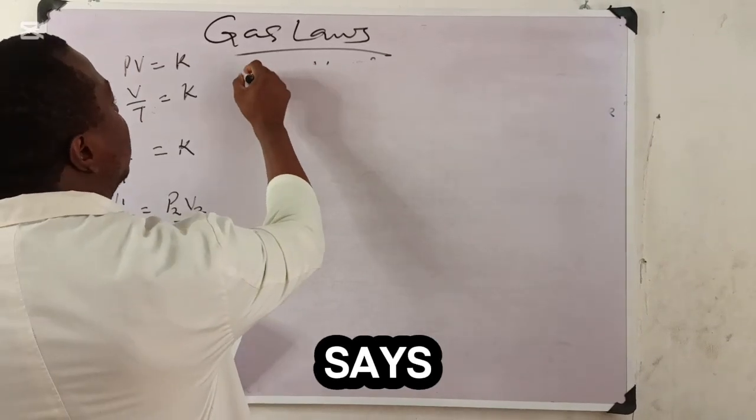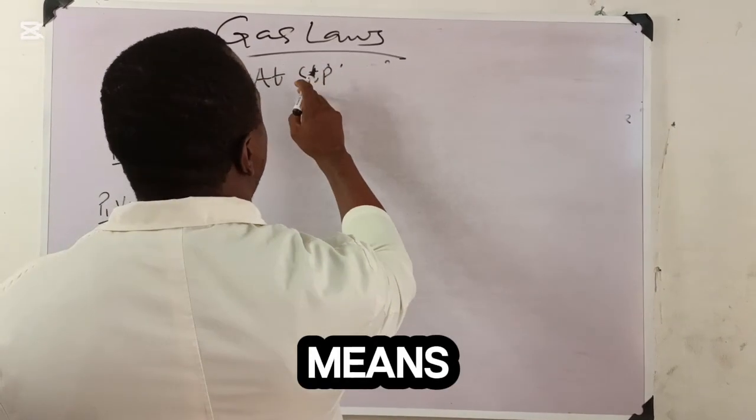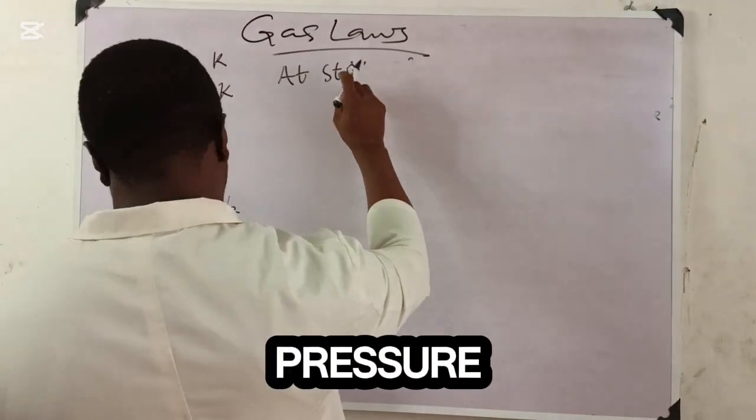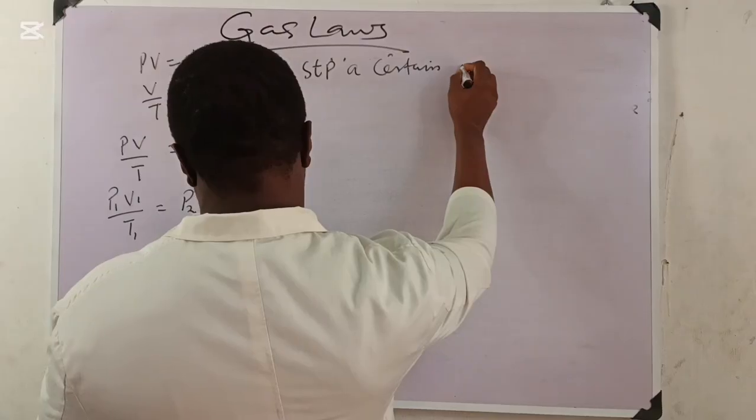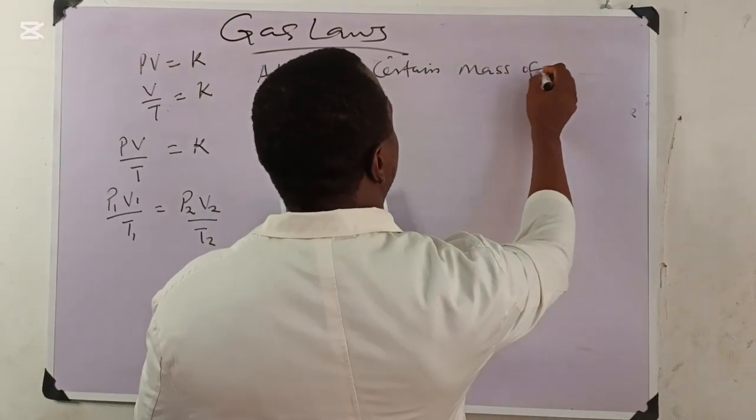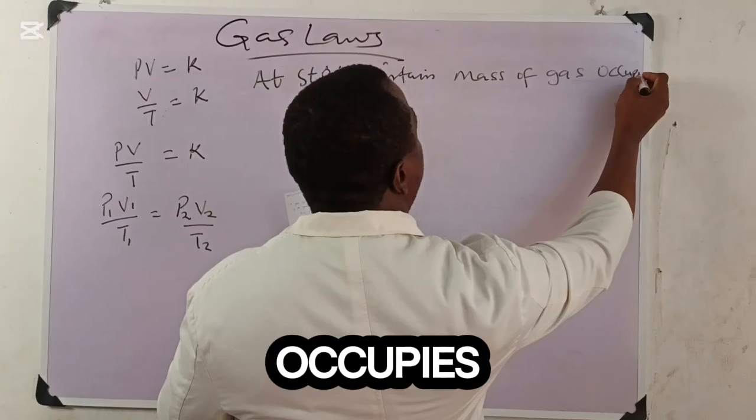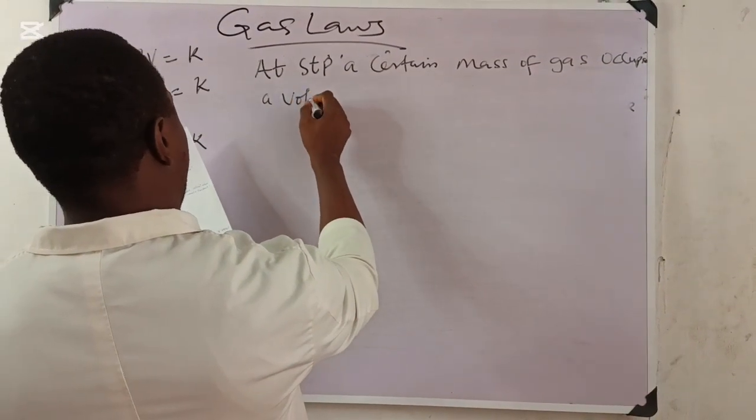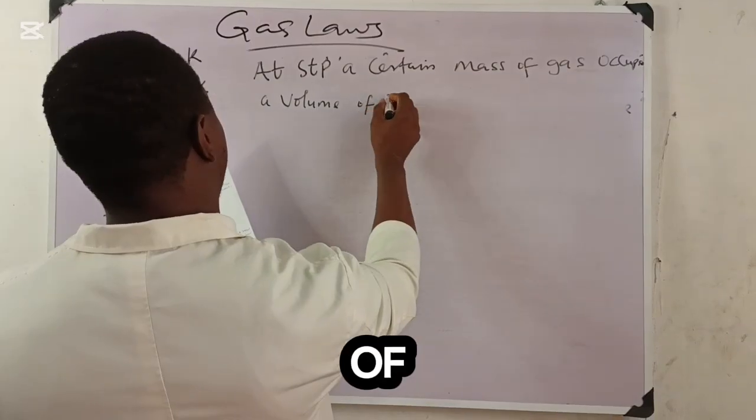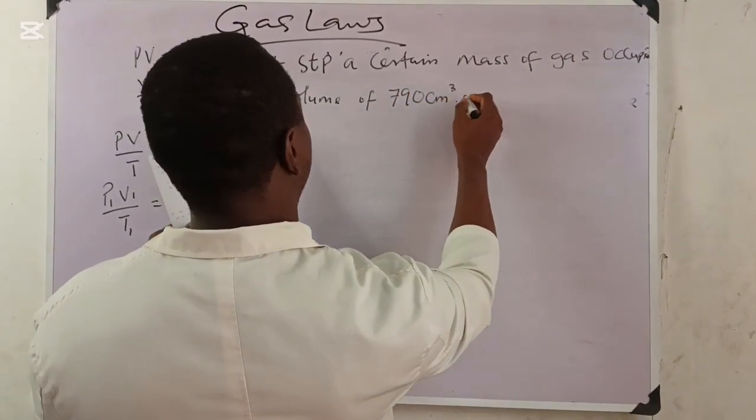Now we take a real-time example. The example says that at STP, meaning standard temperature and pressure, a certain mass of gas occupies a volume of 790 cm cube.